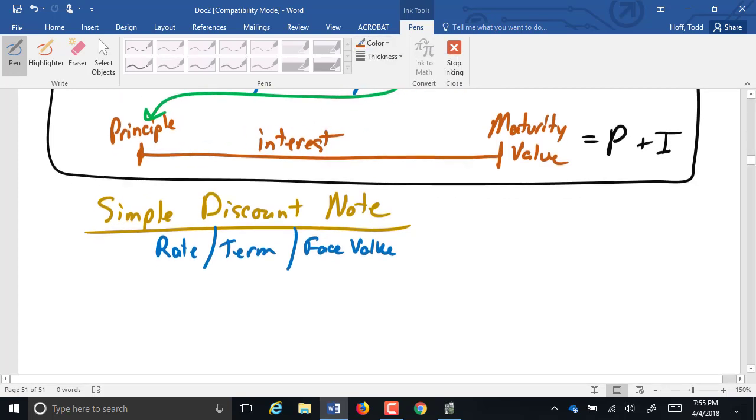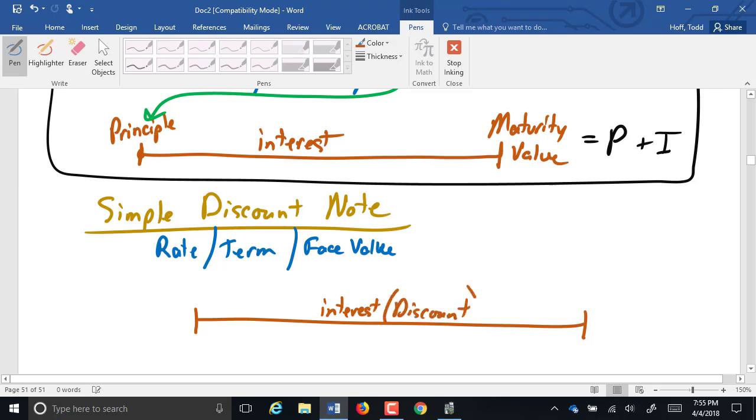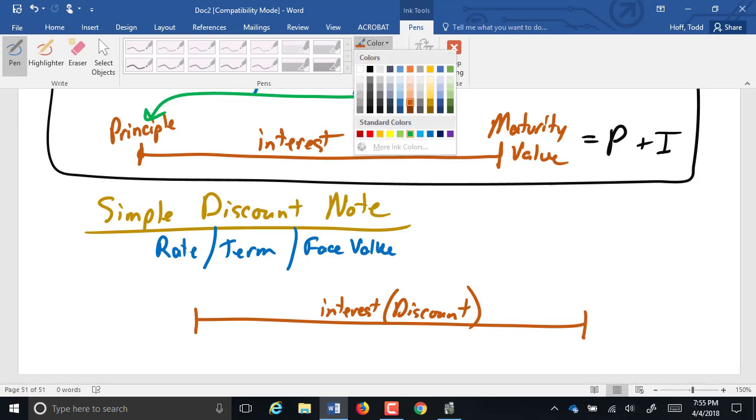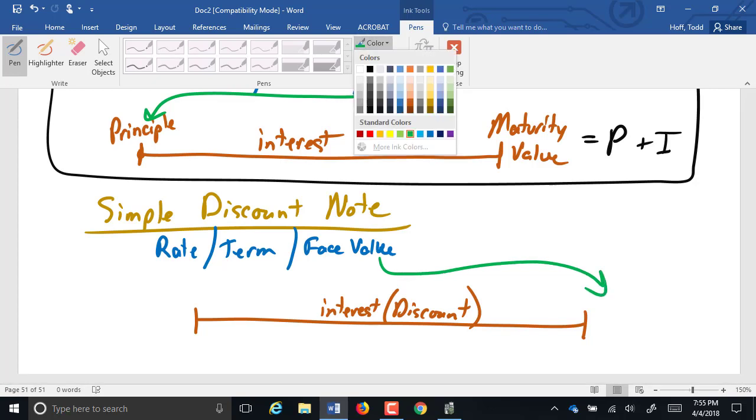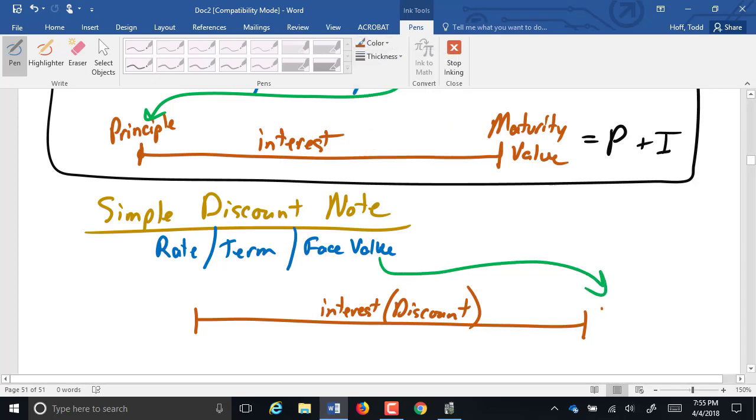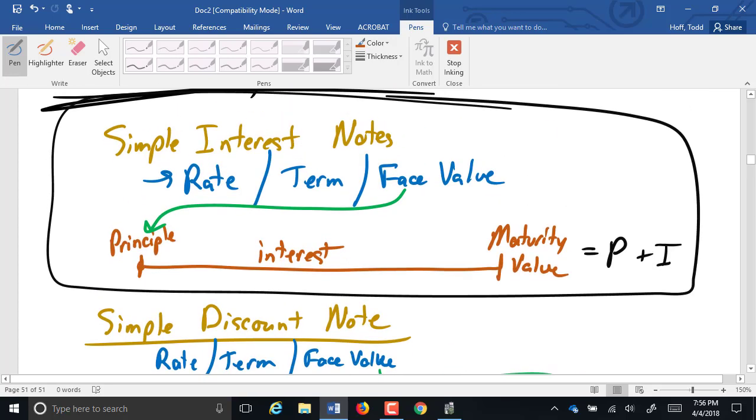Our timeline looks a little different here, though. There's still interest that's earned. That interest is referred to as a discount. The face value of the note is equal to the maturity value. So let's clarify what that means.